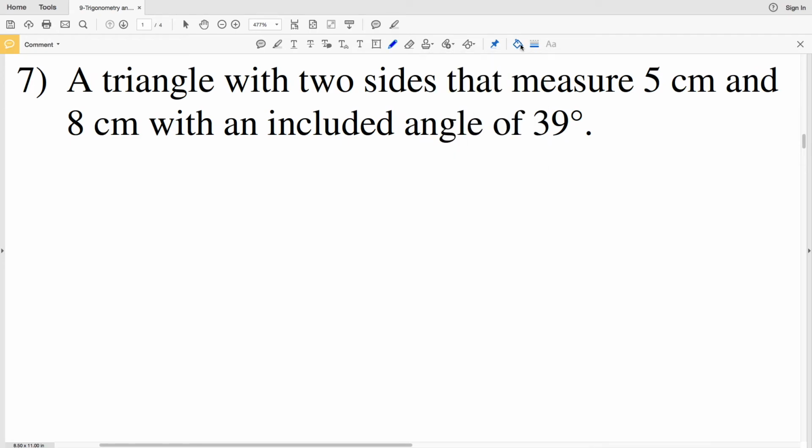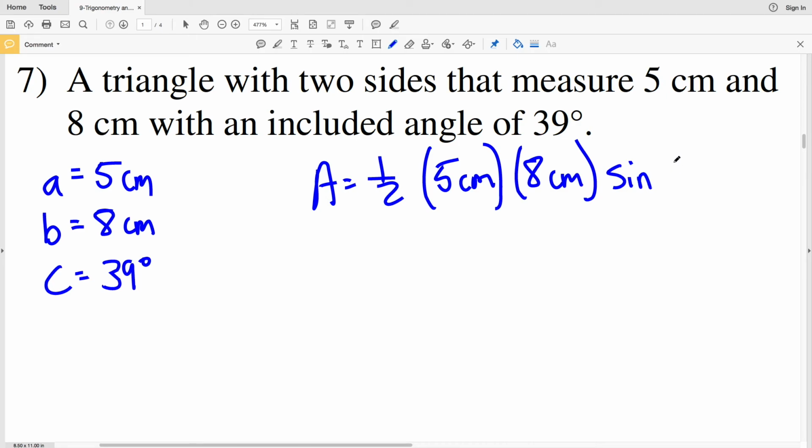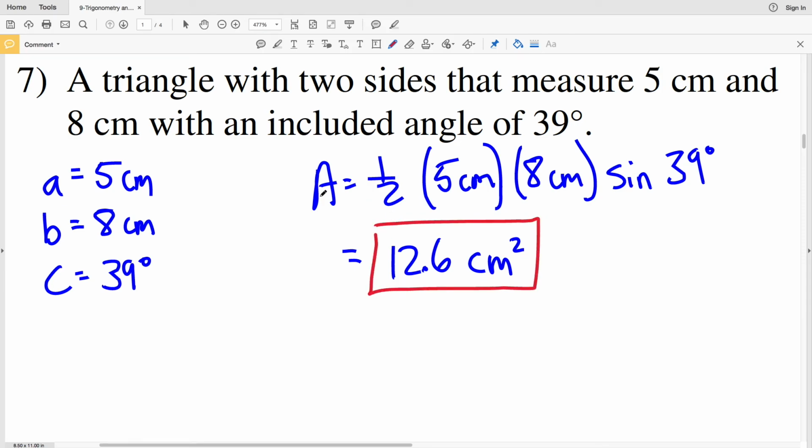In number 7, again, we're told that our figure is a triangle with two sides, and the lengths of those two sides are given to us, as well as that included angle. So we have our A, B, and our C. A is 5 centimeters, B we will make 8 centimeters, and C is 39 degrees. Area equals 1/2 of A, which is 5 centimeters, times B, which is 8 centimeters, times the sine of C, which is the sine of 39 degrees. Entering that into our calculator, we'll get 12.58, which rounds to 12.6, and our side lengths are centimeters, so the area is centimeters squared. 12.6 centimeters squared for number 7.